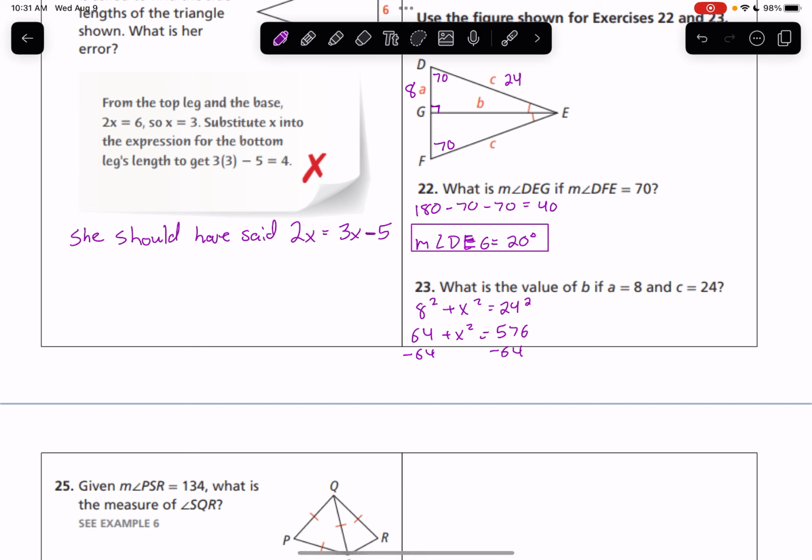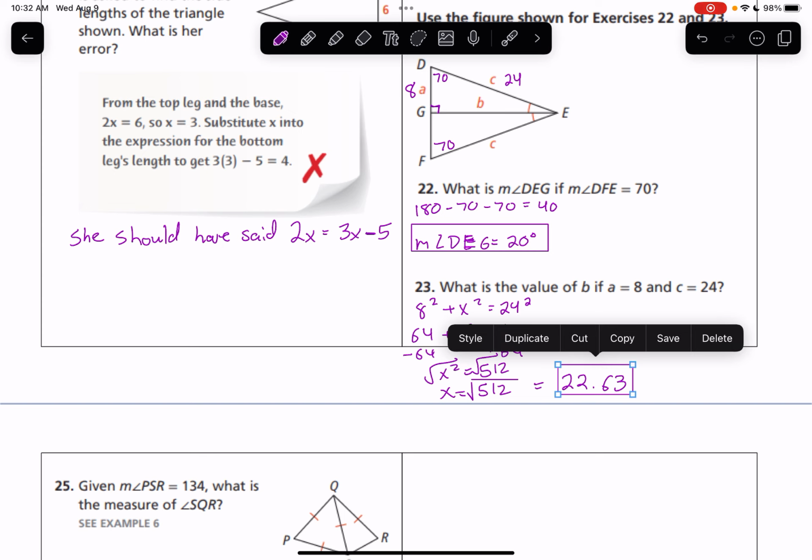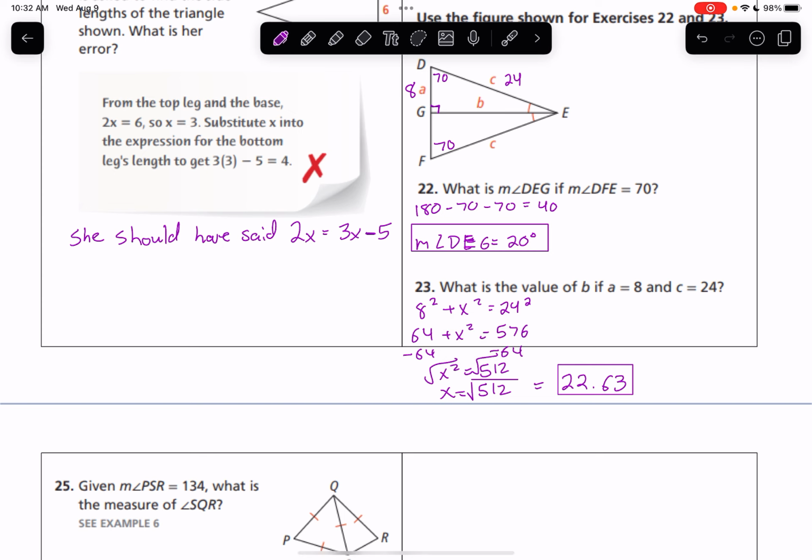Subtract 64 from both sides. X squared equals 512. And then we take the square root of both sides. X equals the square root of 512. All right. And if we wanted to make that a decimal, that would be around 22.63. So either way, we could make it the decimal version, or we could make it the exact answer version over here. So it doesn't matter.